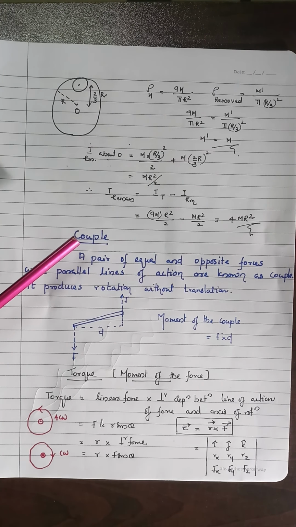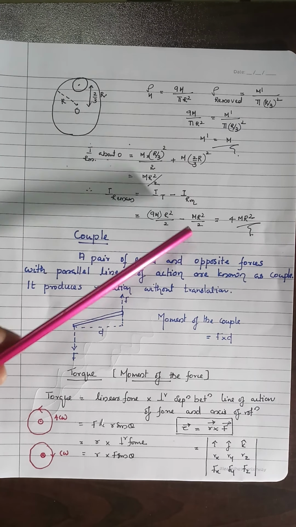Then how can we find the remaining part? At first we have to find the moment of inertia of the whole disk about O minus the moment of inertia of this removed one from O. You get the answer.